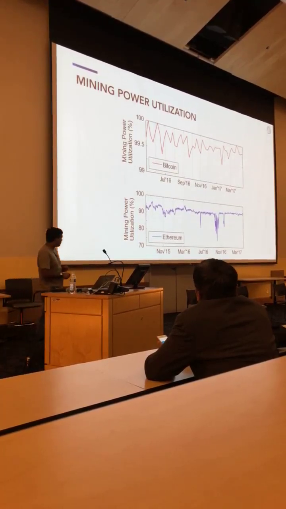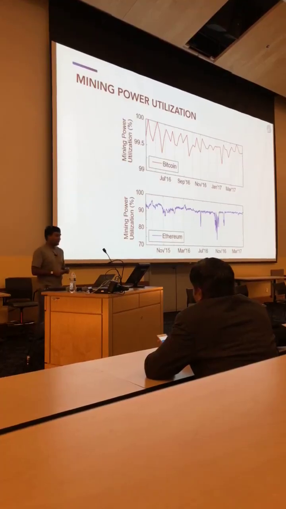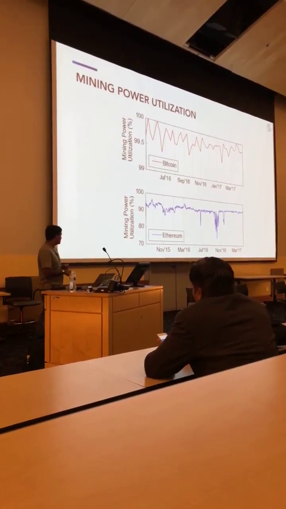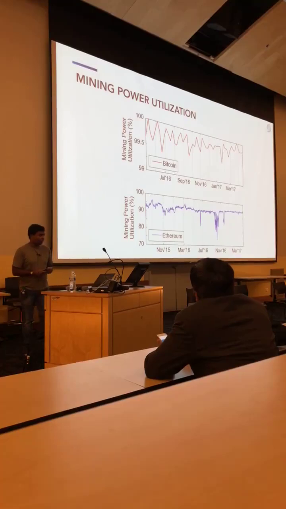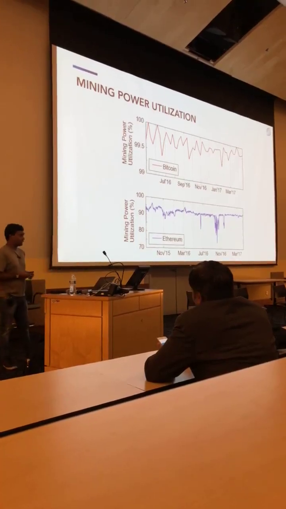So some of these large dips are various attacks. For example, this particular dip is the DAO hard fork, which is a time of commotion in the Ethereum network.